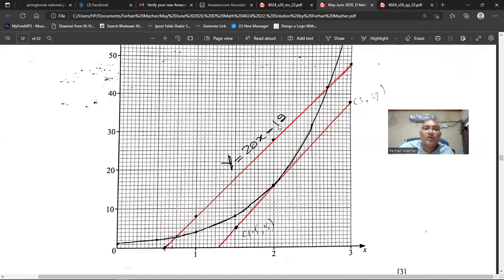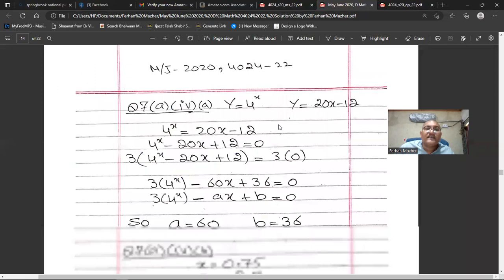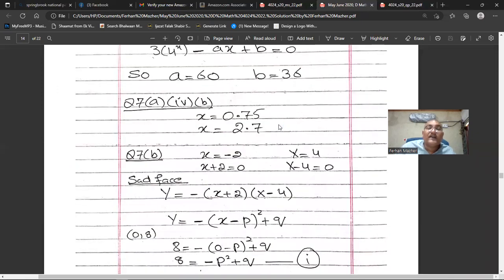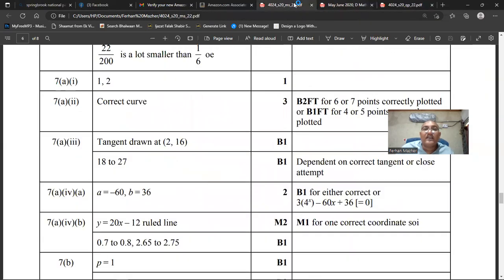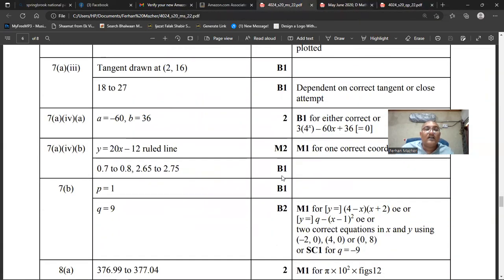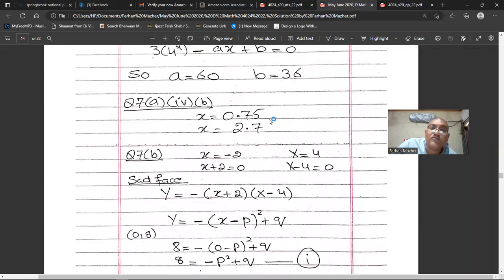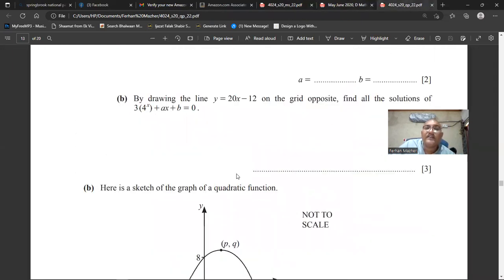Let me show you. I've written the answers here: 0.75 and 2.7. These are the values we think. The range is 0.7 to 0.8, so our answer is right, and 2.65 to 2.75, so our answers are right. So these are the two x values. That is the solution of that equation.